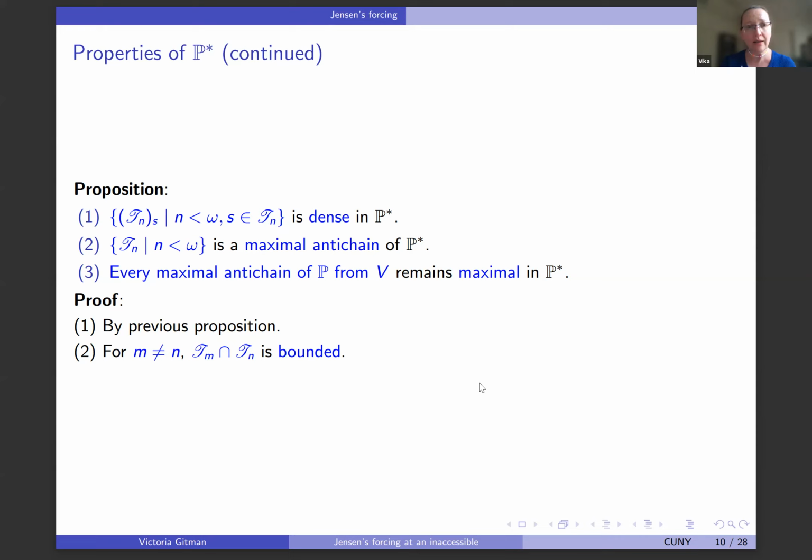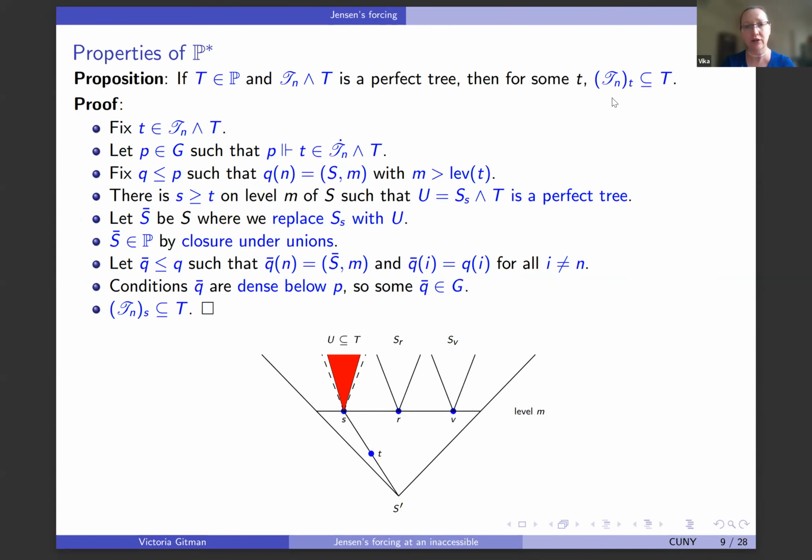Okay, so the forcing P star has the following three key properties. One is that the restrictions of the generic trees to some node are dense in this new forcing. Two is that the trees themselves are a maximal anti-chain. And three is really the key property here, and that is that we have sealed every maximal anti-chain of P. And you can sort of see where this is going in terms of eventually getting the CCC in the construction of Jensen's forcing. Okay, so the first property is true by the proposition that I just showed.